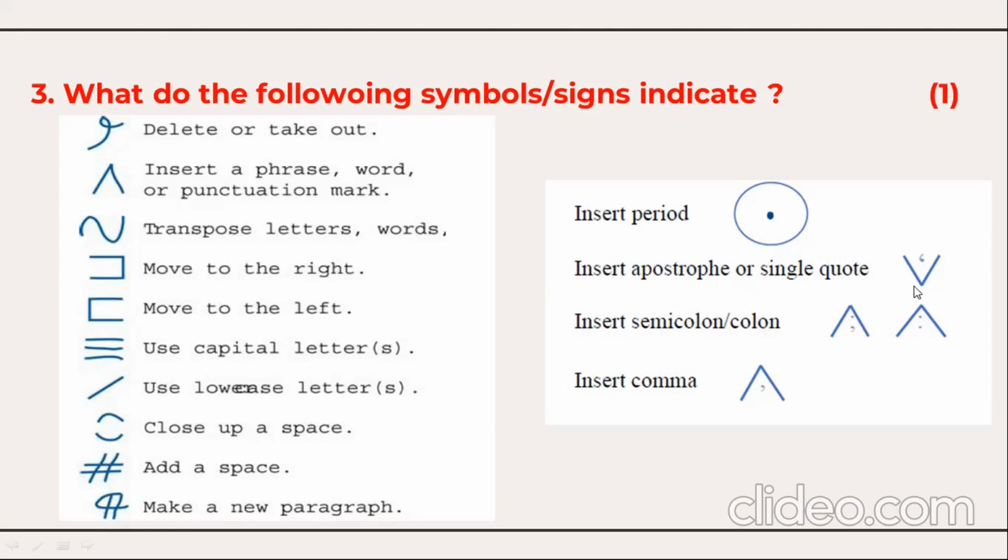This symbol refers to apostrophe or single quote. And for semicolon or the colon, these 2 symbols. To insert comma, this one symbol. So in the exams, they might ask you 2 symbols for 2 marks. So I have given you the complete symbols.